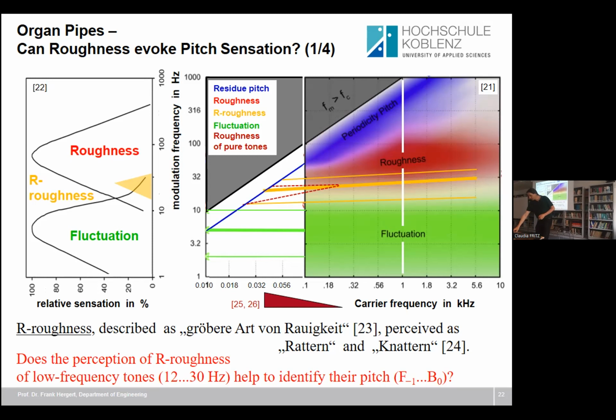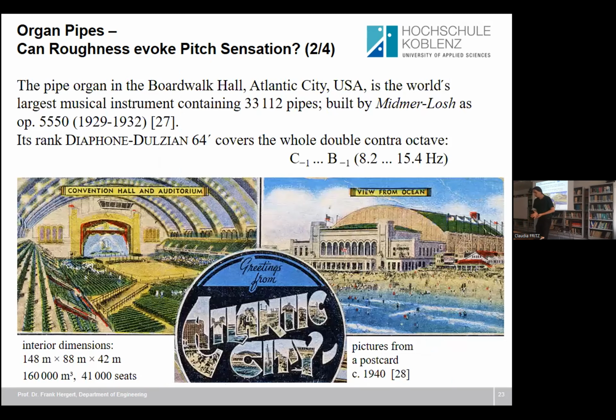So if we really want to study this low pitch, we can look to an existing instrument. These pictures show a very large building. It was at its time the largest hall without any piles in the middle. So it's the largest free-span roof of the 1930s. This is in Atlantic City at the US coast.